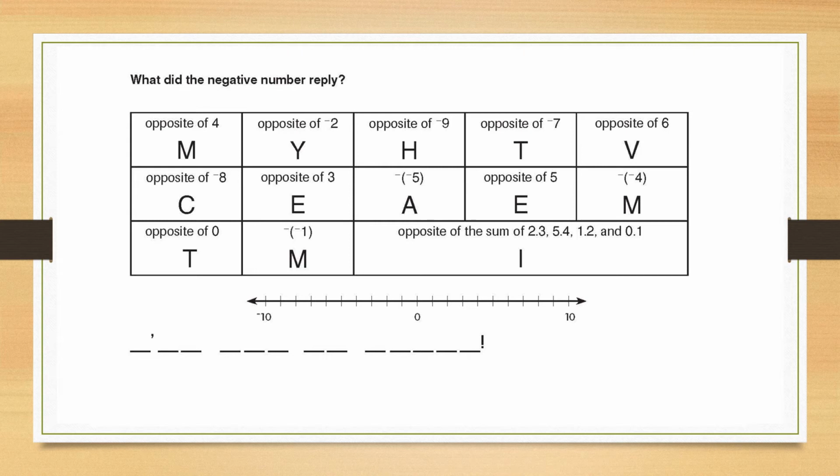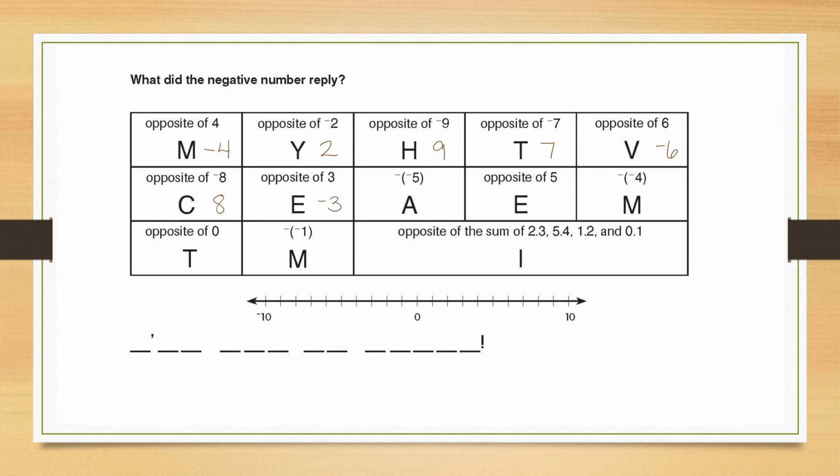The opposite of 4 is -4. The opposite of -2 is 2. The opposite of -9 is 9. The opposite of -7 is 7. The opposite of 6 is -6. The opposite of -8 is 8. The opposite of 3 is -3.